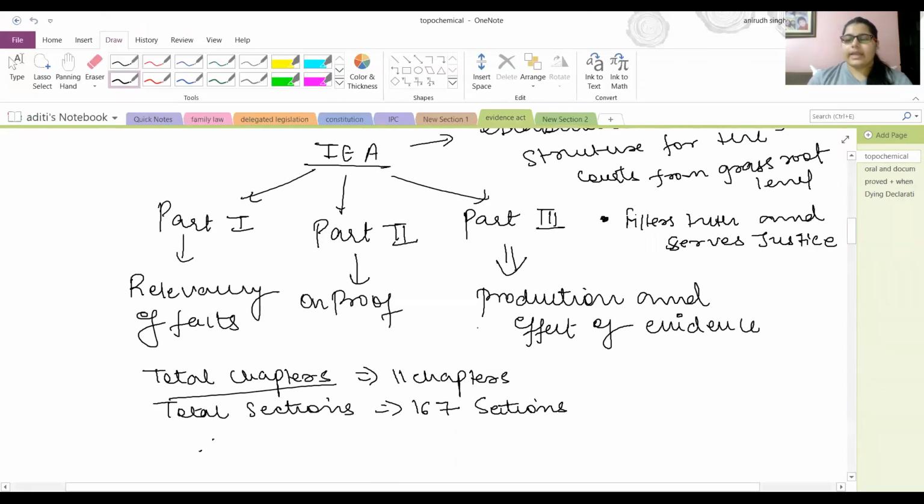Now see, the Indian Evidence Act is basically divided into three parts: part 1, part 2 and part 3. Part 1 talks about the relevancy of facts. This is further subdivided into two parts: the preliminary, which is from section 1 to 4, and the rest, section 5 to 55, that is the relevancy of facts. That is, what facts are relevant in a particular case. This is from section 5 to 55.